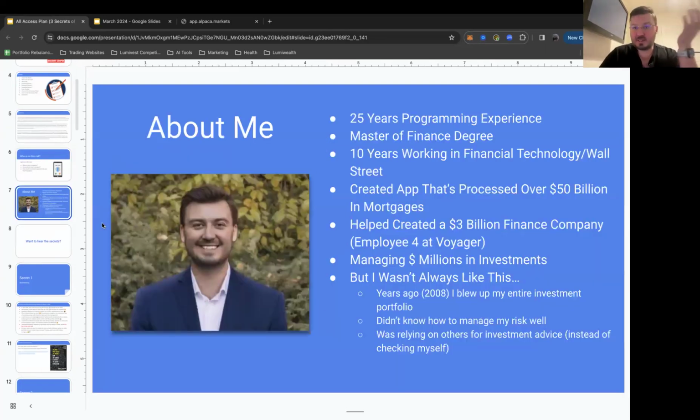So let me tell you a little bit about myself before we get started. I've been programming for about 25 years. I'm one of those kids who started when I was like 12 years old. I've loved coding my whole life, and managed a bunch of software teams, things like that. I have a master's in finance degree as well. So I went to school for business and for finance. I didn't go to school for software. Software I've just been doing my whole life and learned by doing.